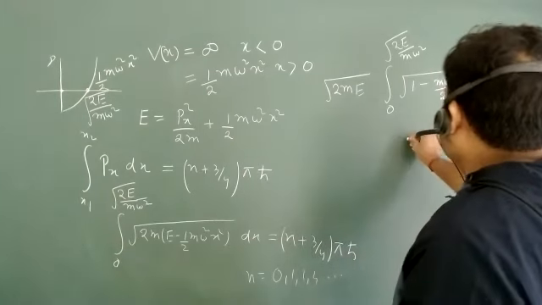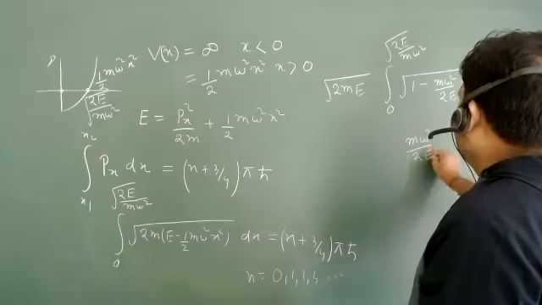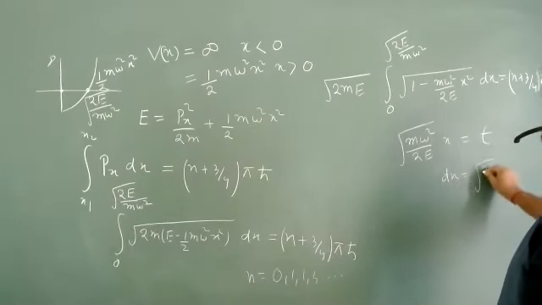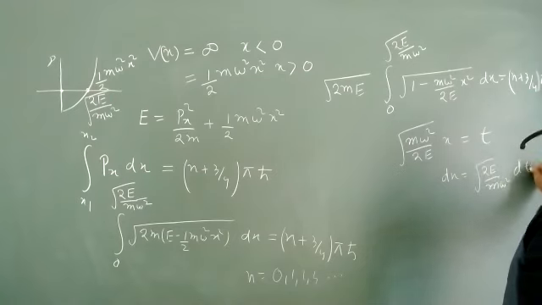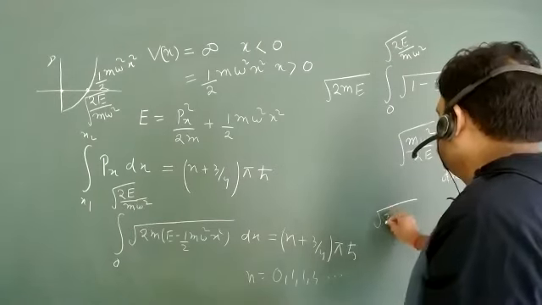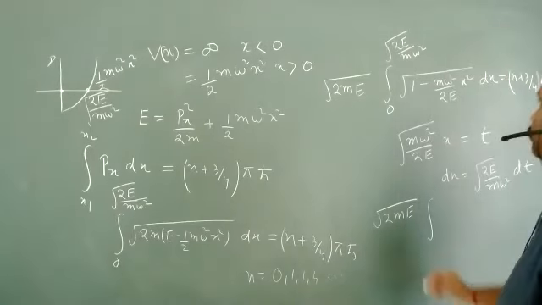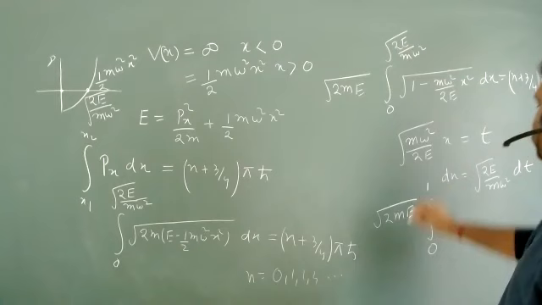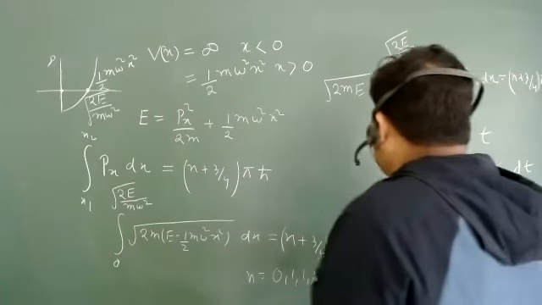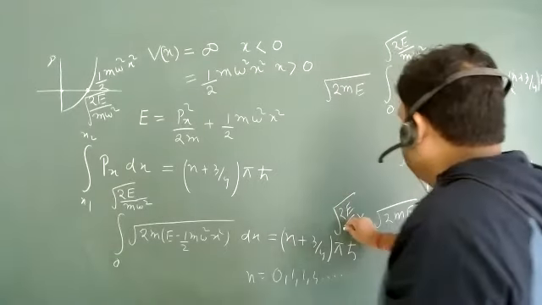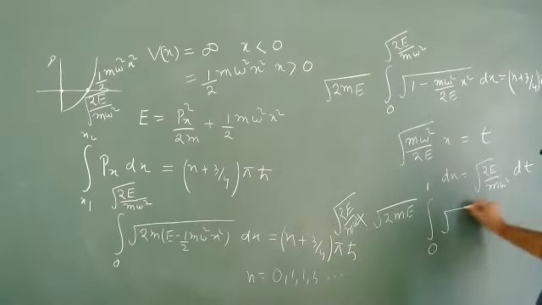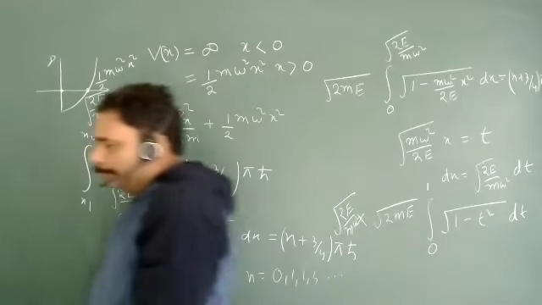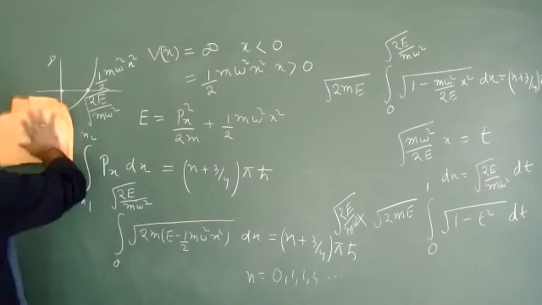What will be the next step? Next, I take root under m omega square upon 2E times x to be equal to t, and then we can get dx equal to root under 2E upon m omega square dt. The limits: x equal to 0 means t equal to 0, and x equal to root under 2E upon m omega square means t equal to 1. This value will come outside, and inside we have root under 1 minus t square dt. So let us try to go for the final conclusion.